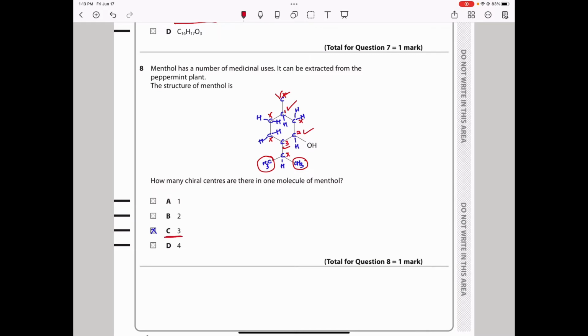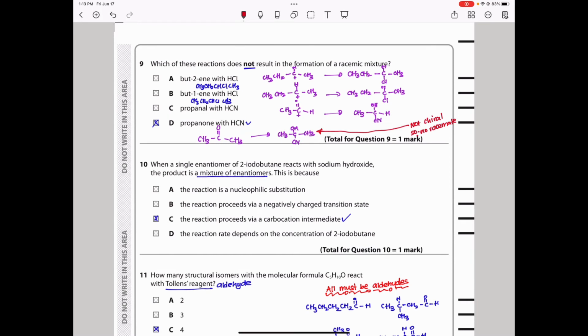I will go to question 9. Question 9 says, which of these reactions does not result in formation of a racemate mixture? Remember, a racemate mixture is a mixture where we have 2 enantiomers that are in equal concentration, of course. So here, the first one is butane with HCl. When butane reacts with HCl, the structure of butane is like that. When it reacts with HCl, we form a product.